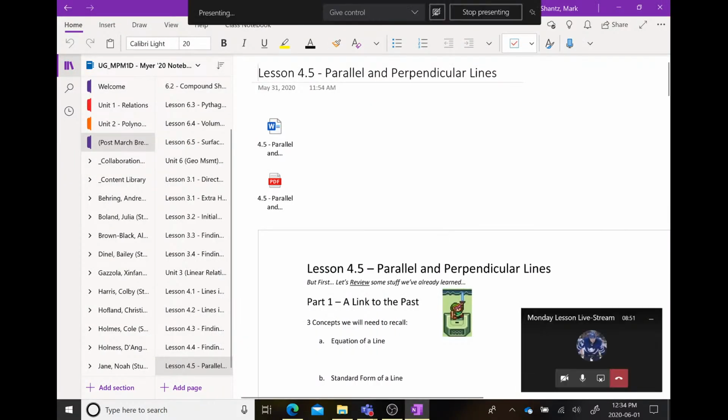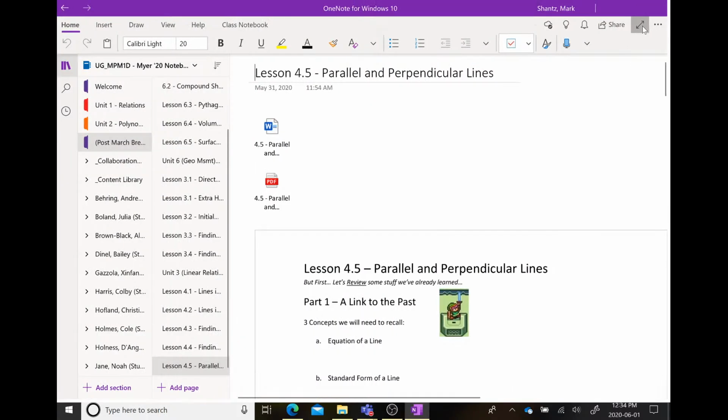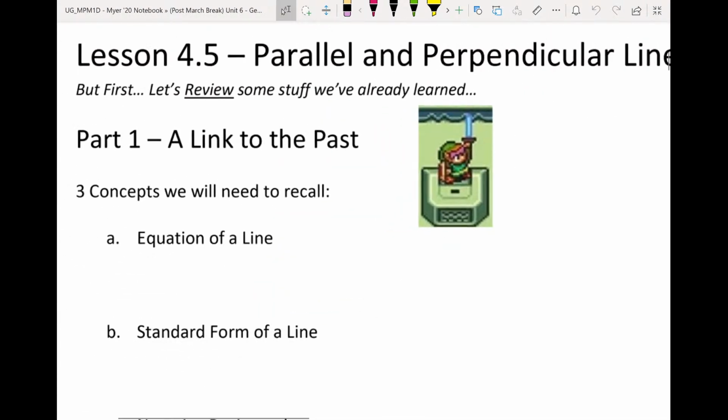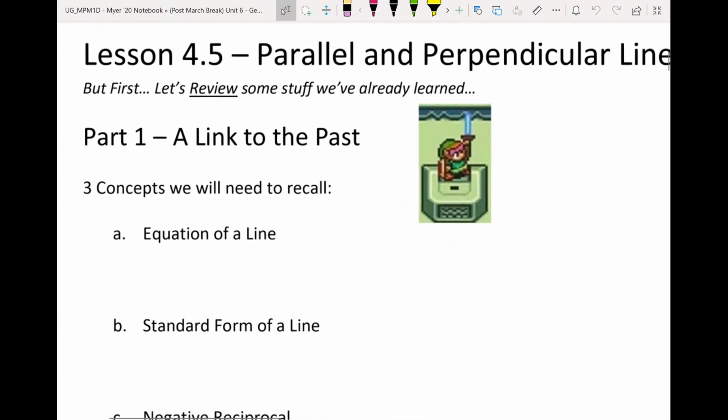All right, everybody see that? Everyone can see this? Yeah, I can see it. All right, bonus marks if anyone can identify it. Isn't that a Link from Legend of Zelda? Yeah, you got it. All right, perfect.